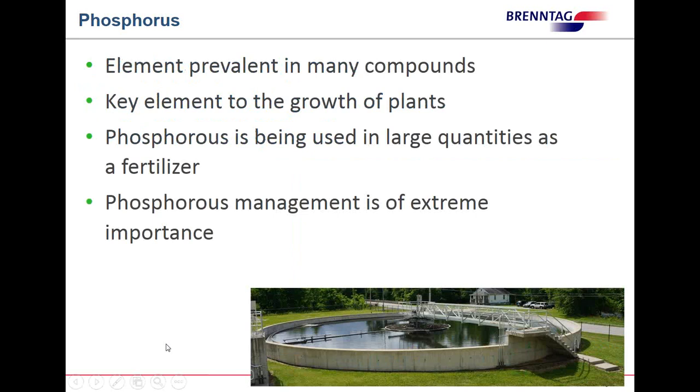So phosphorus, it's an element prevalent in many compounds in nature. It's a key nutrient for the growth of plants, including crops. And as a result, phosphorus is being used in large quantities as a fertilizer, on an industrial scale as well as in many households. So phosphorus management is of extreme importance.